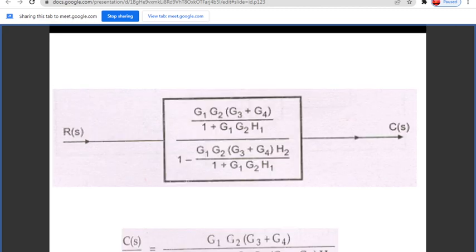So the final answer of output by input, C of S by R of S, is equal to G1 G2 into G3 plus G4, divided by 1 plus G1 G2 H1 minus G1 G2 into G3 plus G4 into H2. So this is the feedback system, that is the block diagram reduction.